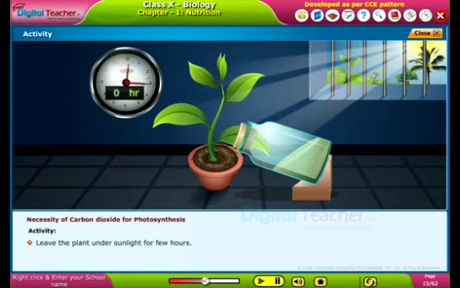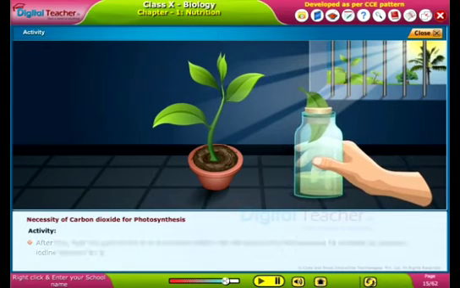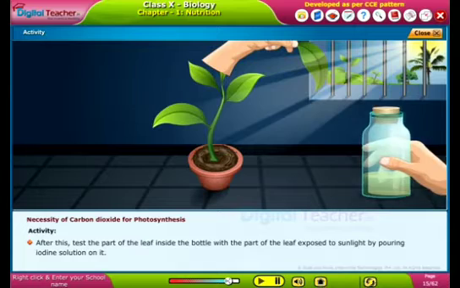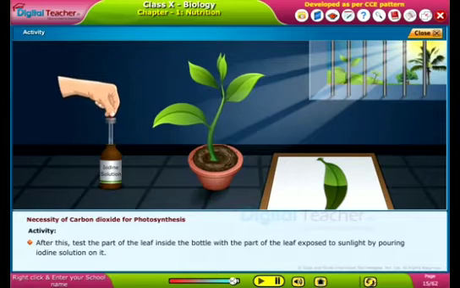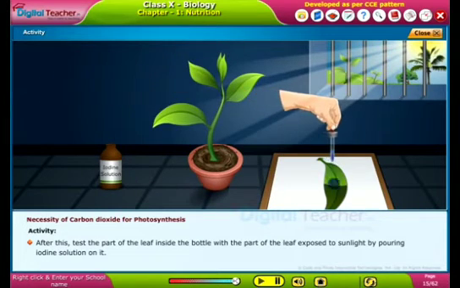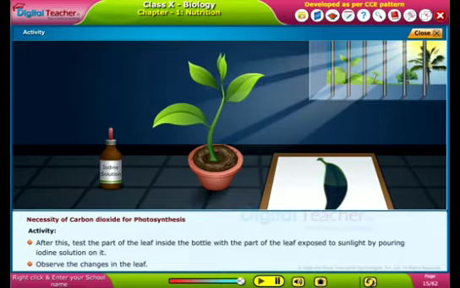Leave the plant under sunlight for a few hours. After this, test the part of the leaf inside the bottle and the part of the leaf exposed to the sunlight by pouring iodine solution on it. Observe the changes in the leaf.